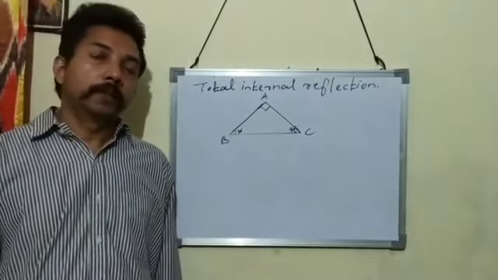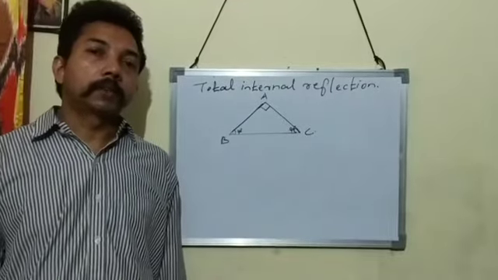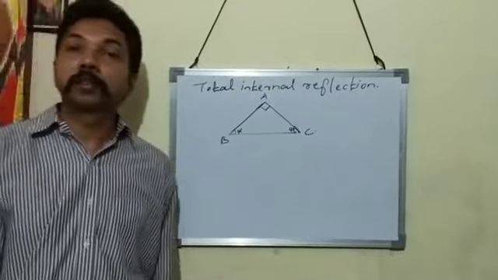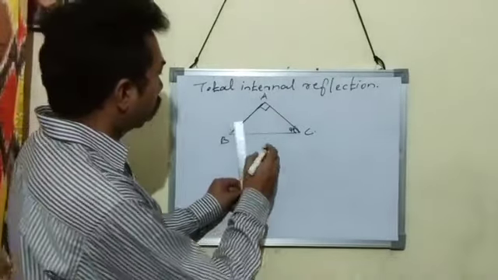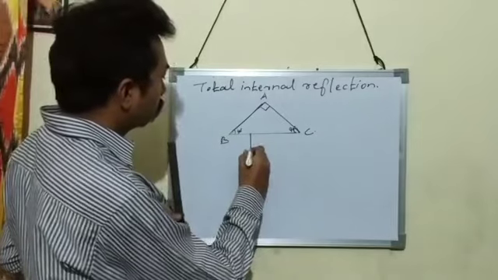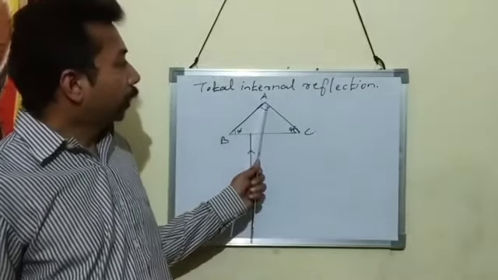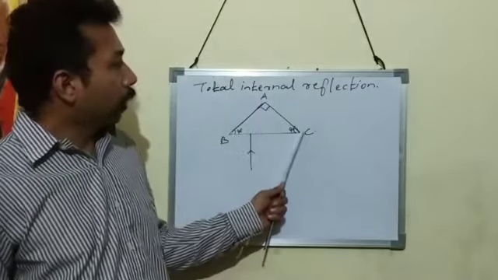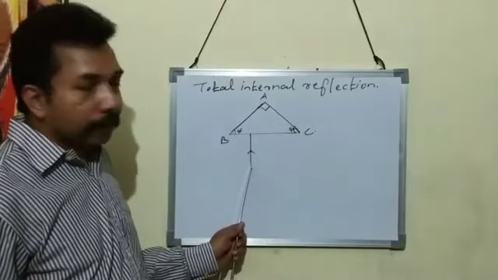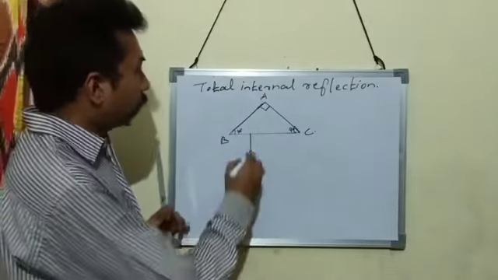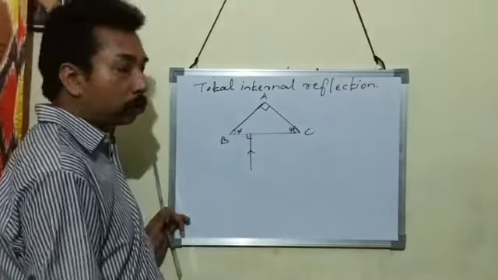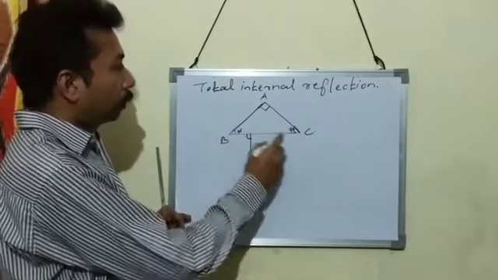Now the next case. A ray of light strikes normally on the hypotenuse of this right angled isosceles prism. The ray of light is striking normally on the hypotenuse, so this is 90 degrees. The remaining B and C are of 45 degrees each. So this is the incident ray. It strikes normally on the surface BC. BC is the hypotenuse. So what is the angle of incidence on BC?